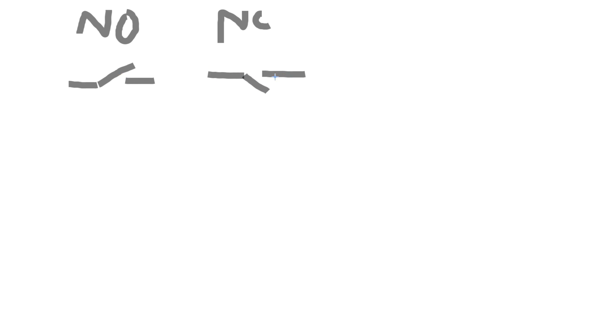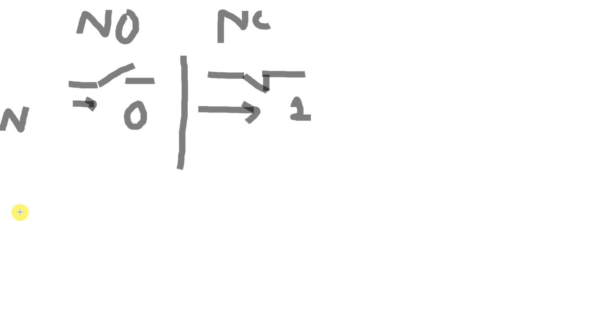Let me recap for you guys. So we have NO and we have NC. The symbol for NO is like this. The symbol for NC is like this, right? Under normal condition, the NO could not conduct electricity because the contact is broken, so we will have a circuit that is off. In the case of NC, we will have an on circuit because the current can flow freely.